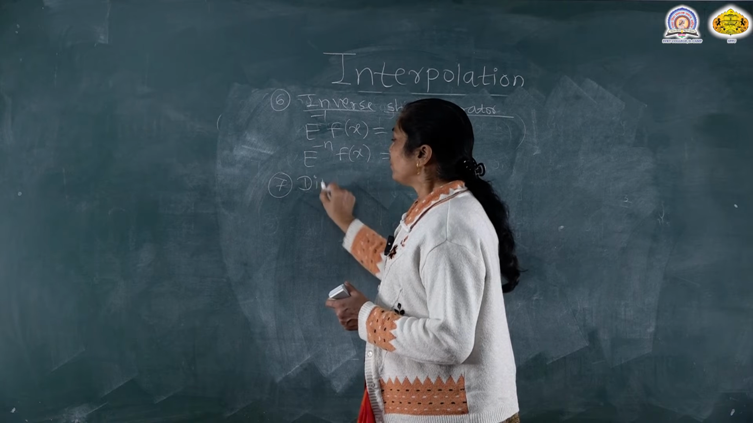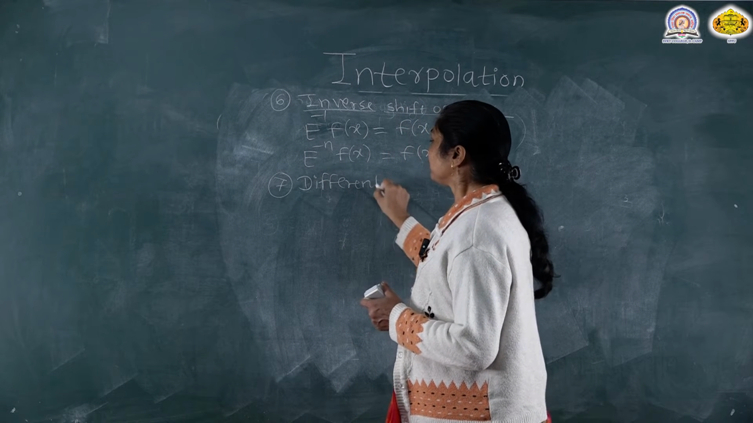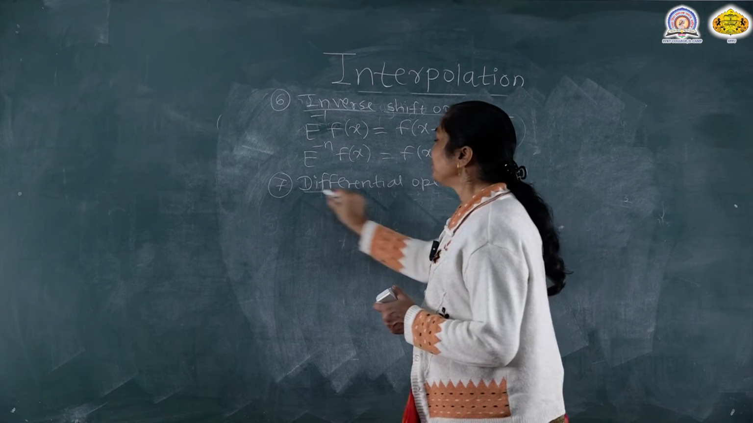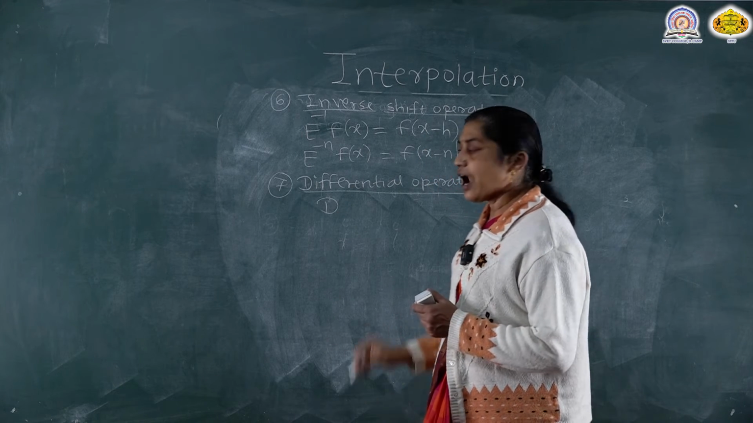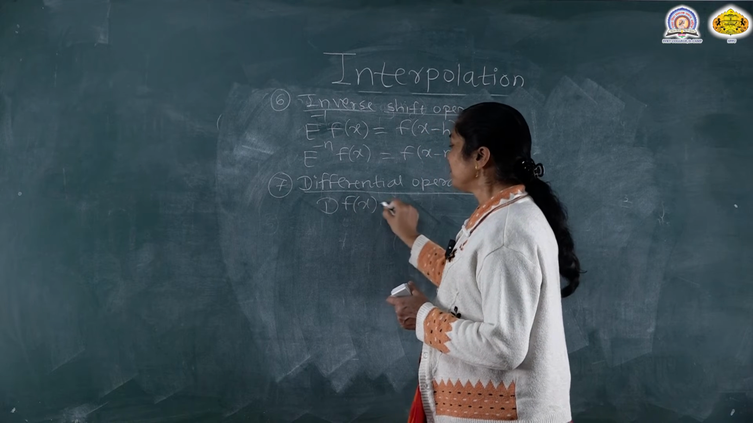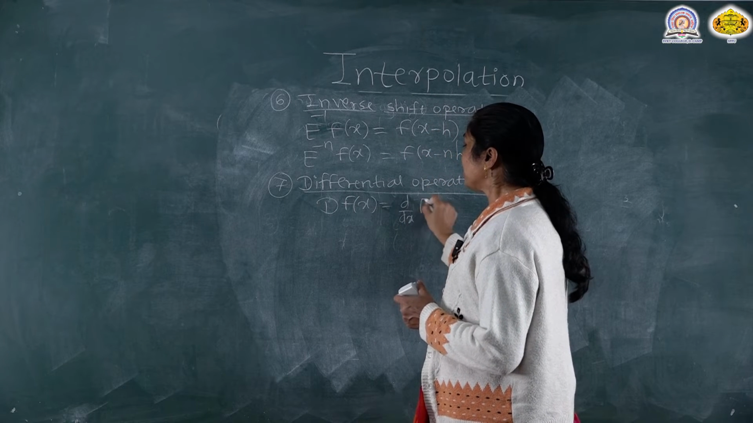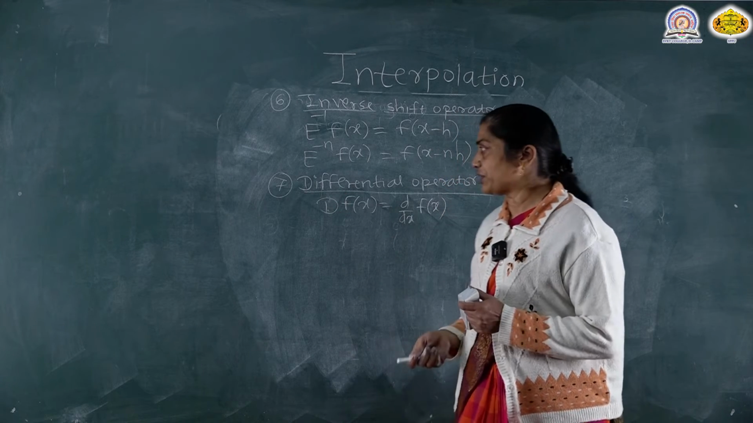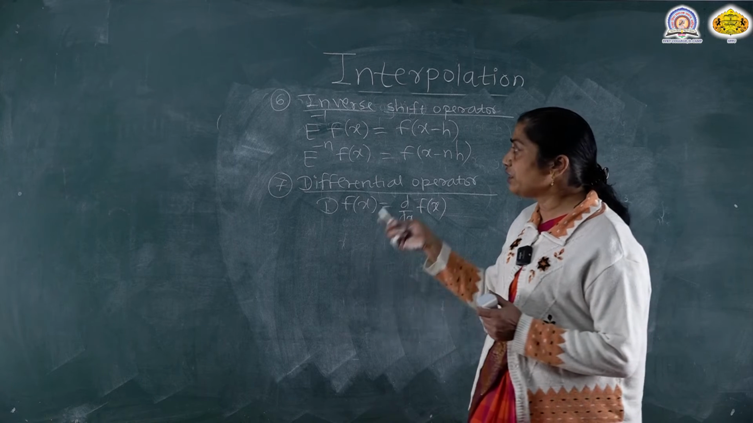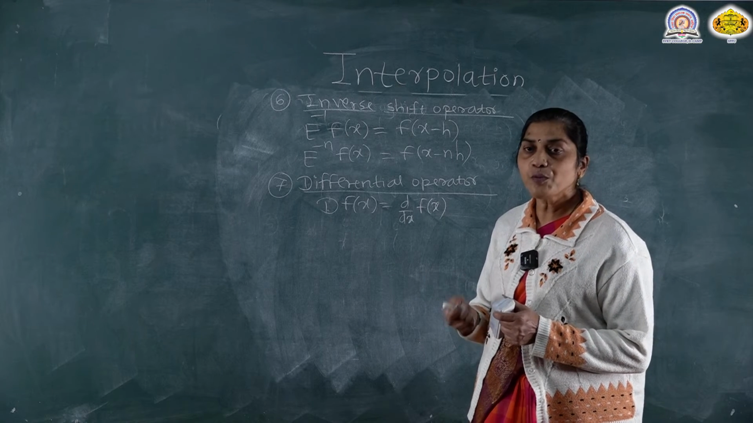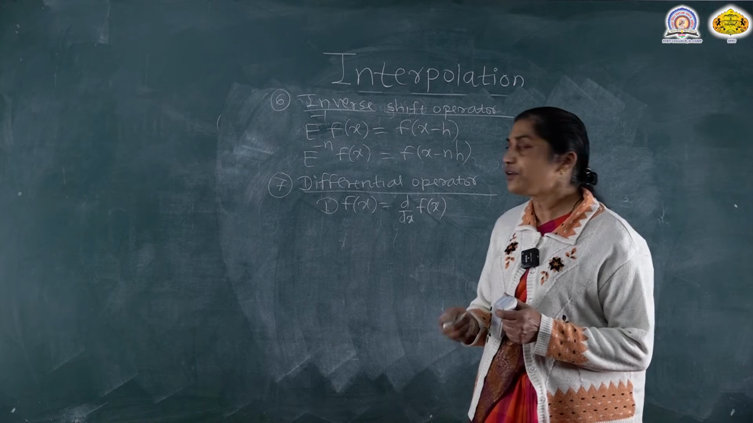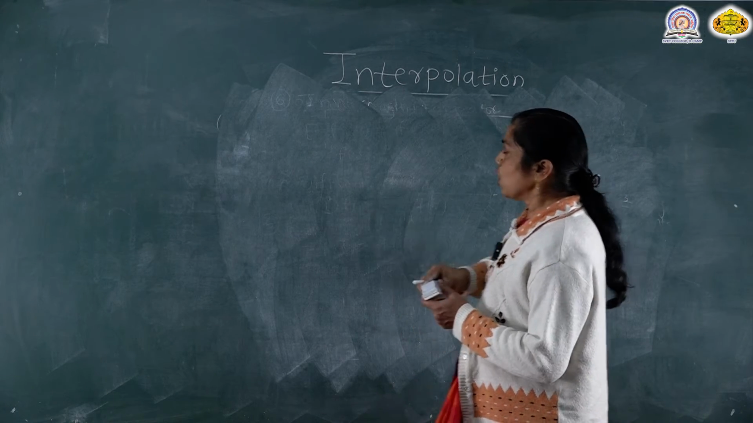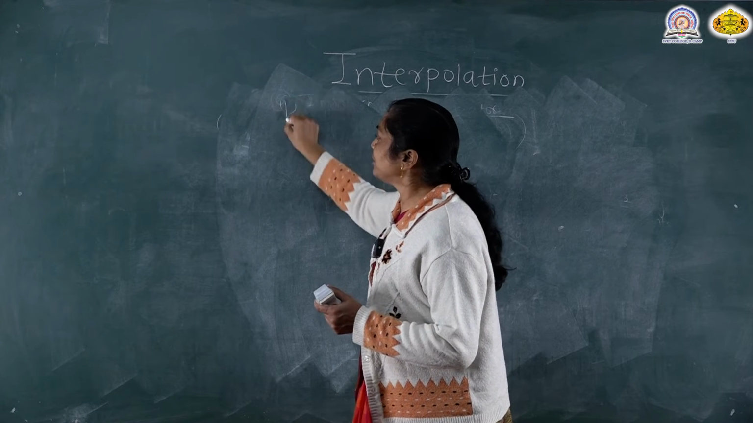The next operator is known as the differential operator. The differential operator is denoted by D, and we have D of f(x) is nothing but d by dx of f(x). So this D is known as the differential operator. Now we are going to see what are the relations between these operators, that is forward operator, backward operator, central operator, mean operator, shift, inverse shift and differential operator. So the first one is the relation between operators.